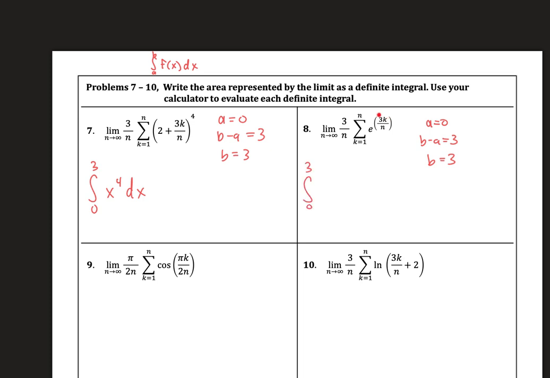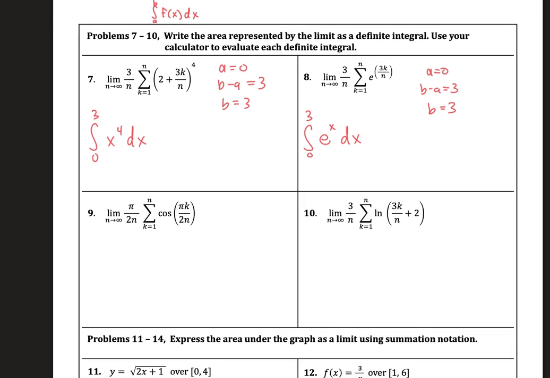Okay, and then this is our a plus b minus a times k over n. That gets replaced with an x. So this is just e to the x dx. And that's it.